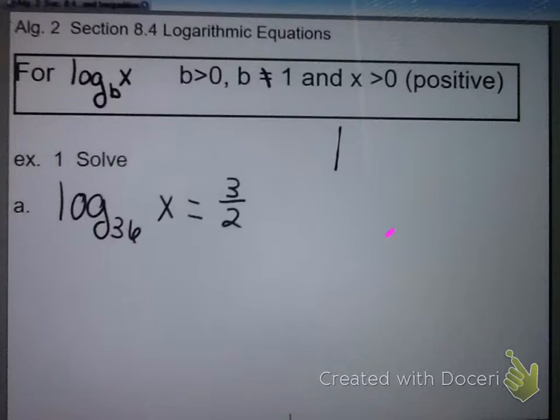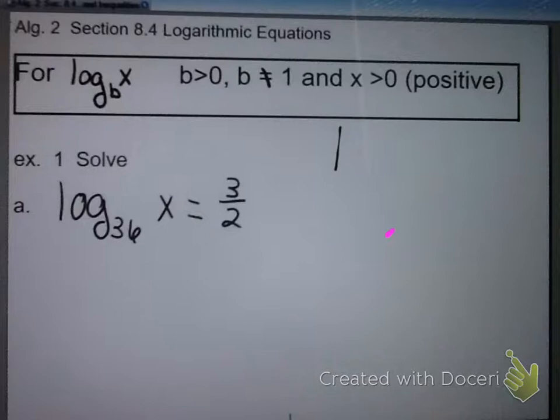This is section 8.4, more logarithmic equations. For log base b of x, b has to be greater than 0, which means it's positive. b cannot equal 1, and x is also greater than 0, which is also positive. That's really important to know. You might want to put this little box on your index card so that you can remember it.